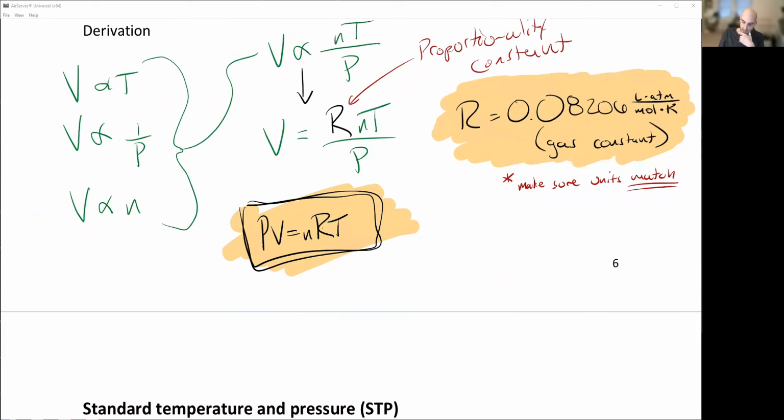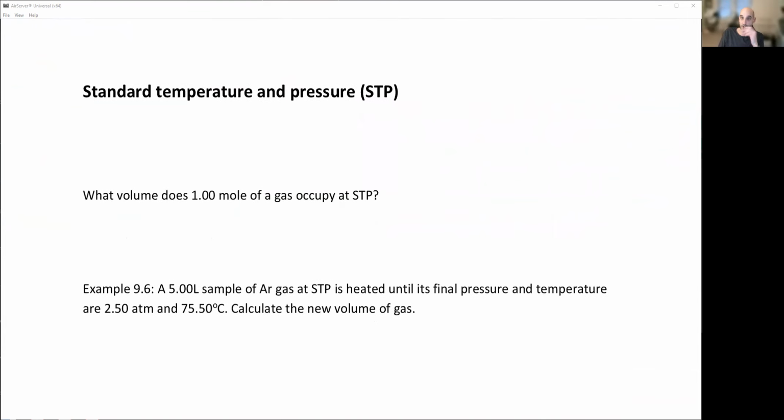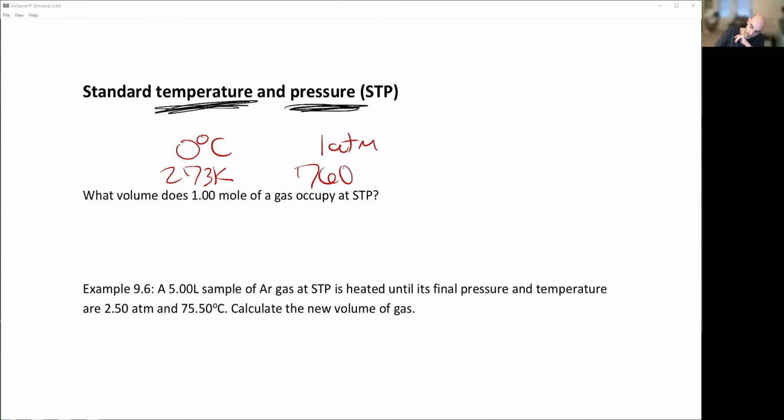And then the last little bit, standard temperature and pressure. We have to have a standard temperature and pressure that we look at. Our standard temperature is going to be 0 degrees Celsius or 273 Kelvin. Our standard pressure is 1 atmosphere or 760 torr, again, millimeters of mercury.